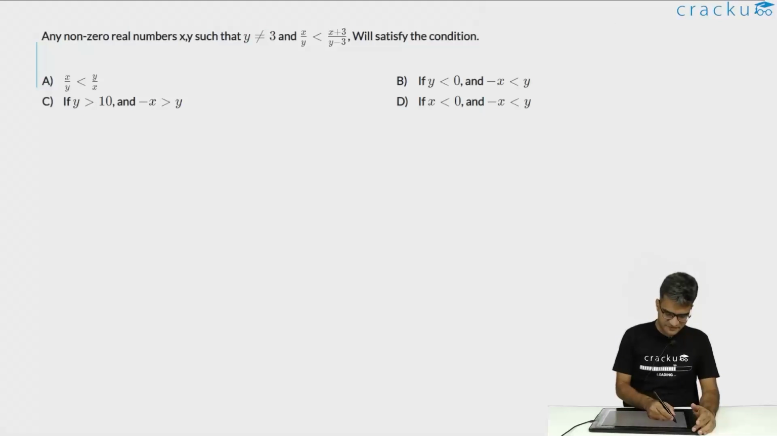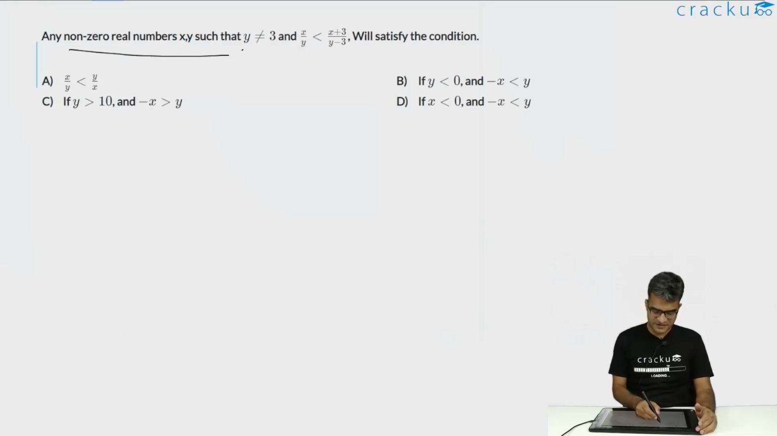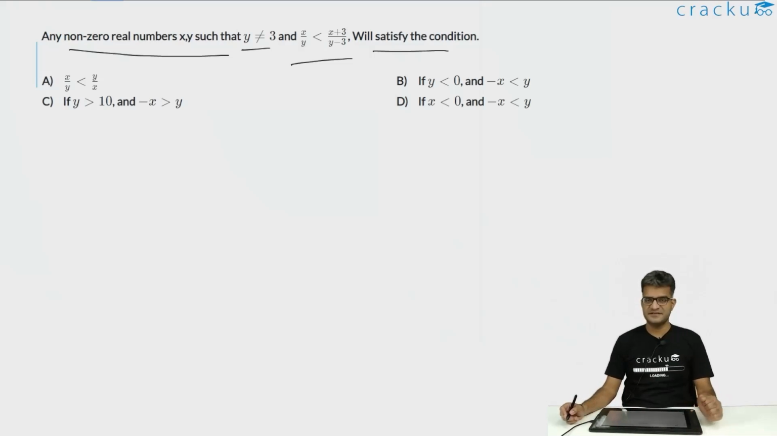In this question, we are asked to calculate, for any non-zero numbers x and y such that y is not equal to 3 and x by y is less than x plus 3 divided by y minus 3, what condition is satisfied if this is the case.